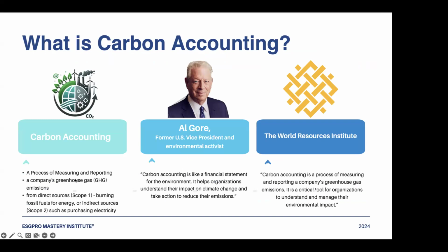What is it? So first of all, carbon accounting has 3 pillars on which it stands. Of course, it stands on greenhouse gas emissions. So carbon accounting is a process to measure that. What does it measure? It measures the company's greenhouse gas emissions. Fair? So the first pillar is measuring and reporting. That's the carbon accounting.